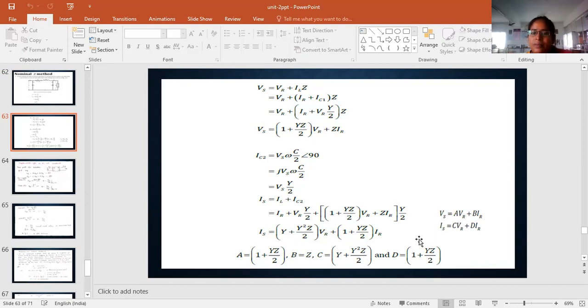In vector form also we can calculate, and by using the ABCD constants we can derive the expressions for the sending end voltage and sending end current. This is the completion of the second unit, and some problems are there. So in the next class we are going to discuss the problems.